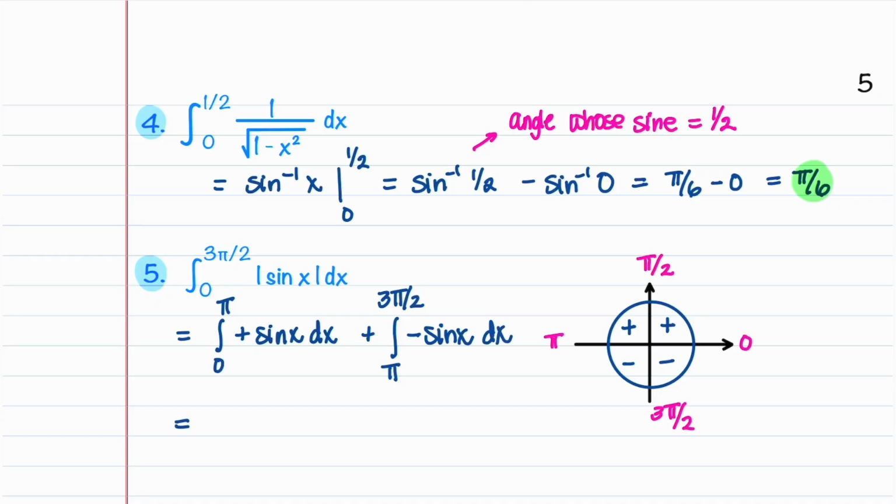Now we just have to integrate. The integral of sine is minus cosine. So we have minus cosine x from 0 to pi. And then we have a minus the integral of sine, which is minus cosine. So we have to be really careful here with our negatives. And that goes from pi to 3 pi over 2.